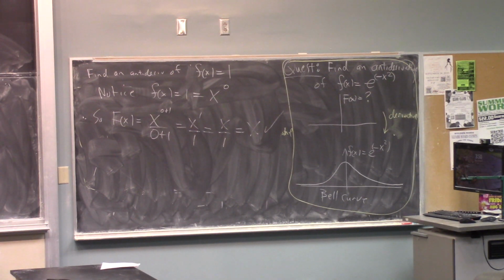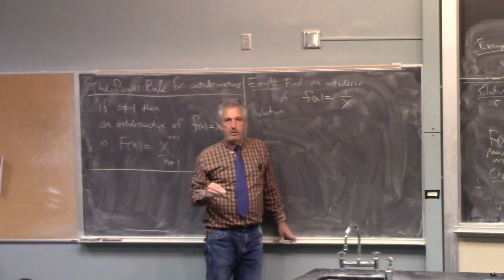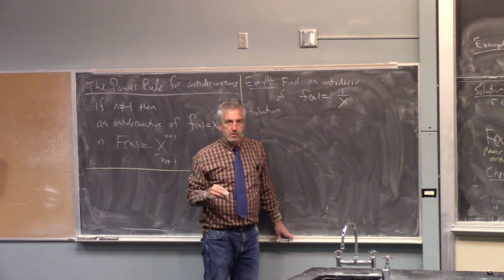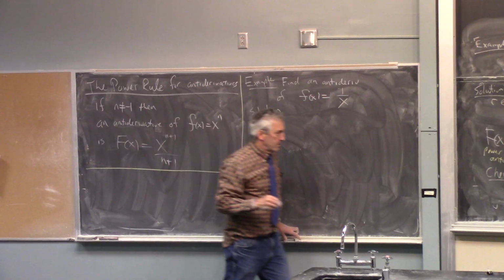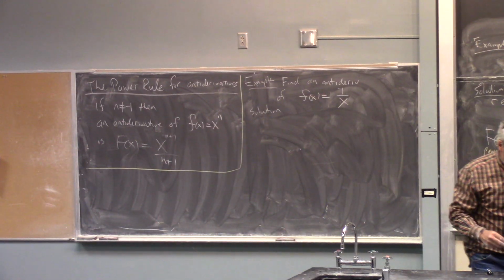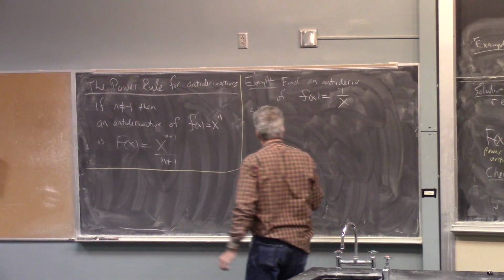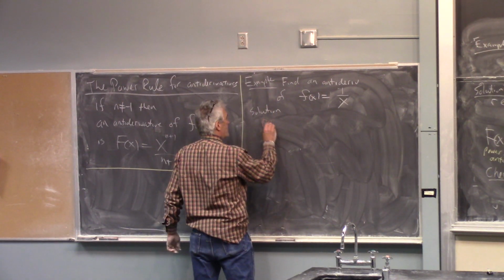Let's keep going. Let's find the antiderivative of f of x equals 1 over x. All right, somebody want to help me out here? What do I do? Cooper? You'll have to change it into x to the negative first. All right, I'll just do that. So rewrite.